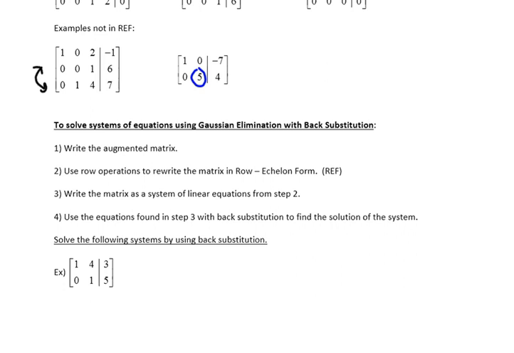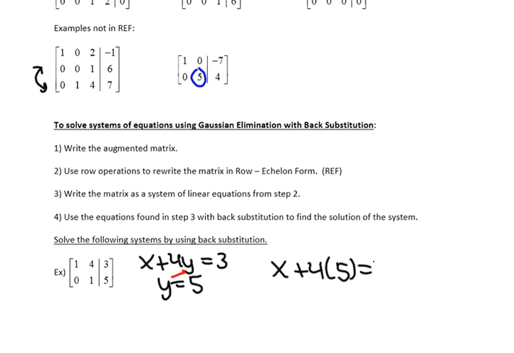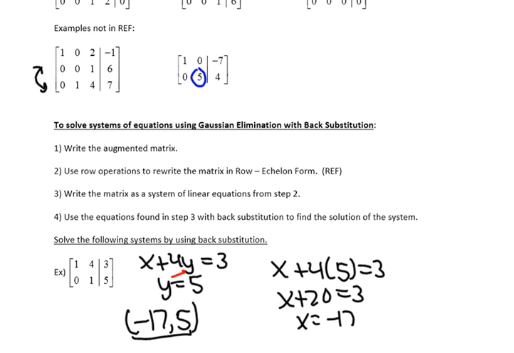Before we even get to that, I want to talk about back substitution. Okay? So I want to solve the following systems using back substitution. Now, notice for this example, it is an REF. Okay? Now, let's write out the system of equations then. Notice, if I'm using x and y, the bottom equation is y equal to 5. I can easily substitute that in to solve for the top equation. Now, the solution to this is negative 17.5.